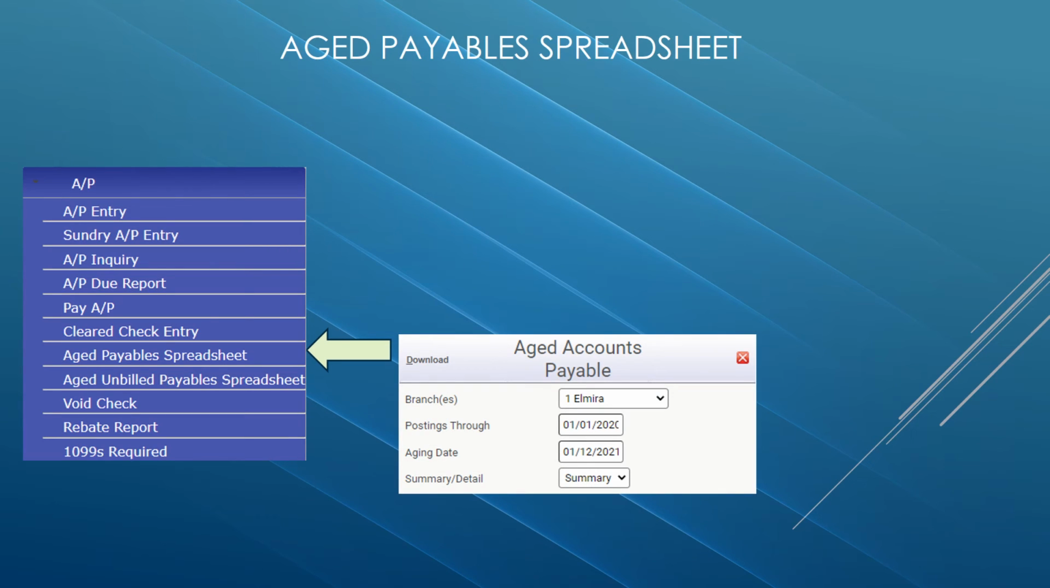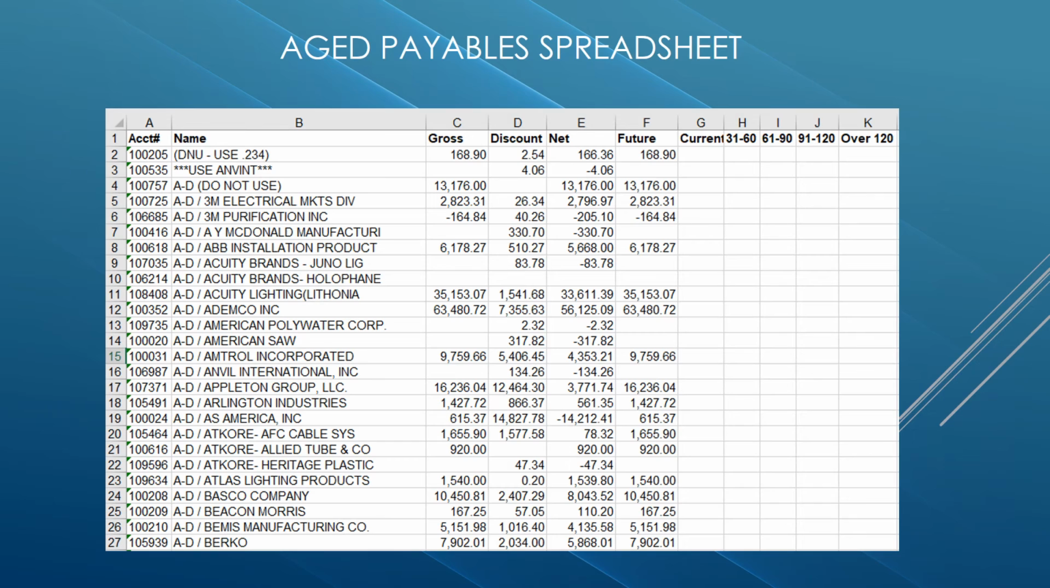The Aged Payable spreadsheet will provide a report on invoices that you have received but have not paid on yet. Here is an example of a summary Aged Payable spreadsheet.